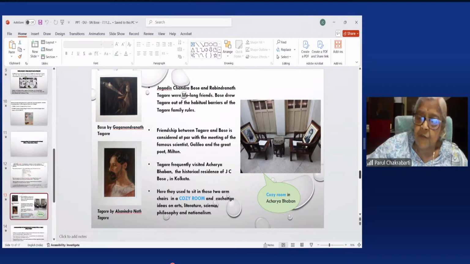I am talking from Acharya Bhavan today. Tagore frequently visited Acharya Bhavan. This is the historical residence of Bose in Calcutta. Here they used to sit in these two armchairs, I am showing it on the right-hand corner of this slide, in a cozy room, and exchange ideas on arts, literature, science, philosophy, nationalism, etc. This is the cozy room, and the two chairs we have restored here.